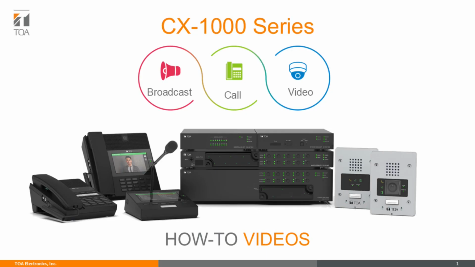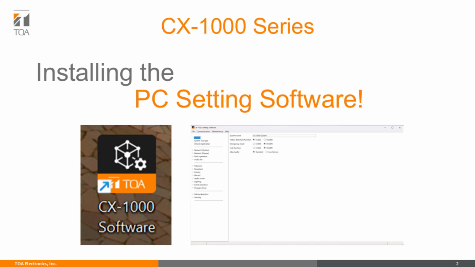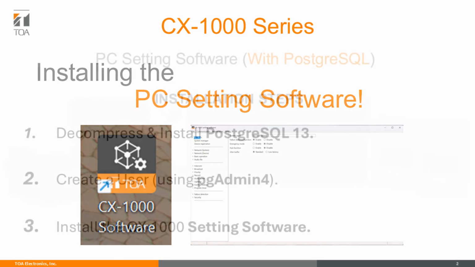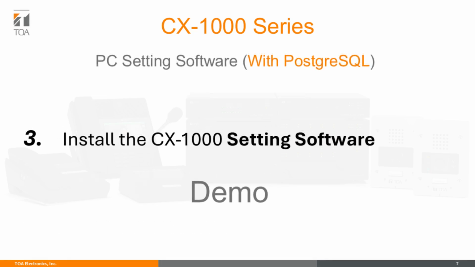Welcome to the CX1000 series How-To Video Guide, where we'll walk you through the key steps to set up and manage your CX1000 system with ease. Today, we'll proceed with the final step of installing the PC settings software. As indicated on your screen, the installation process consists of three essential steps. In this video, we'll guide you through how to install the CX1000 settings software.